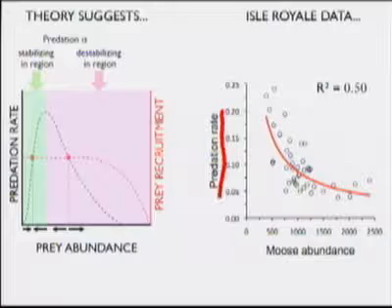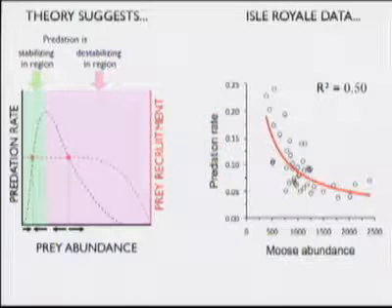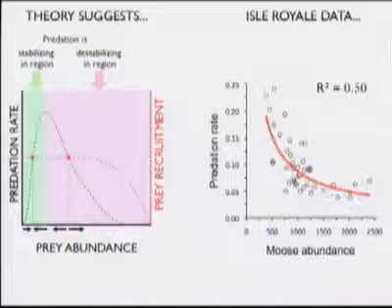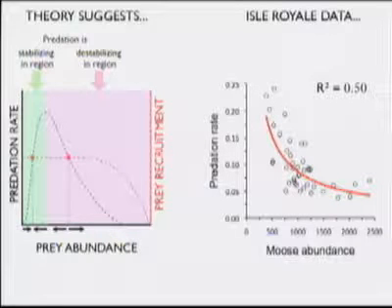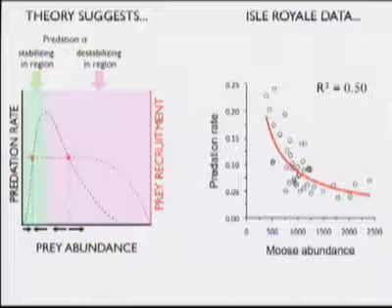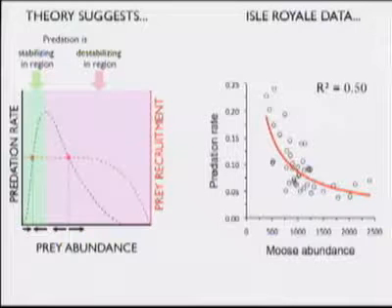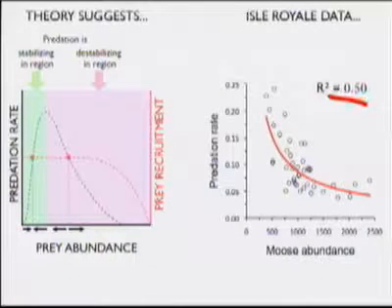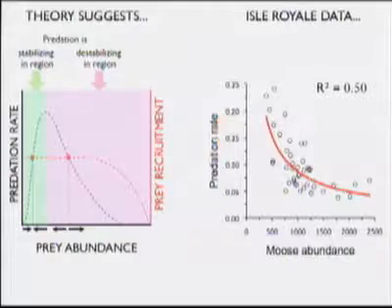This is the data. Moose abundance on the x-axis, predation rate on the y-axis. And what we see is just a single trend, whereby predation tends to decrease with increasing prey abundance. Not only do we see a pretty sharp decline, especially for relatively low moose abundance, we also see that the R-squared is pretty high for one factor, moose abundance, to explain half the variation in predation rate. That's pretty good.